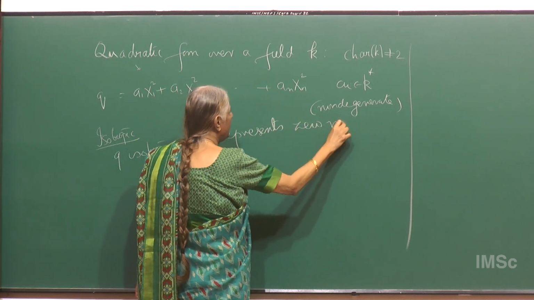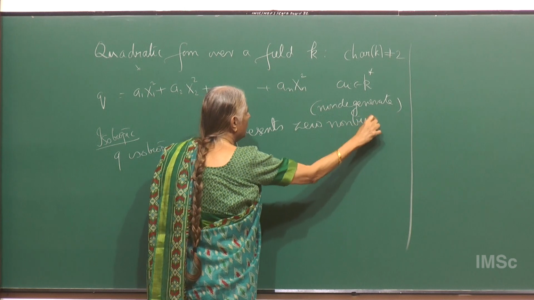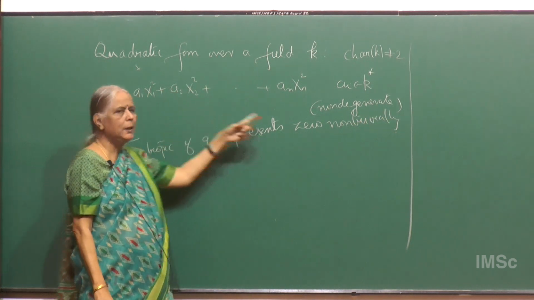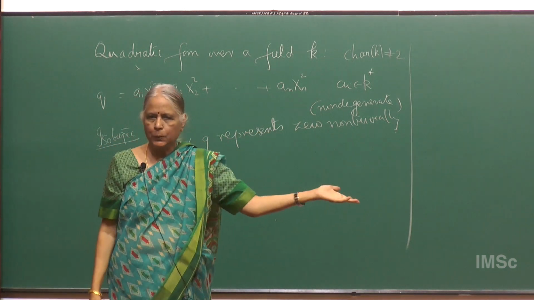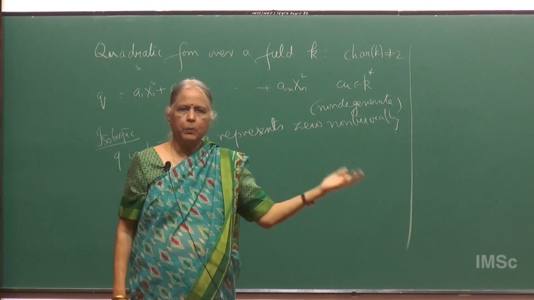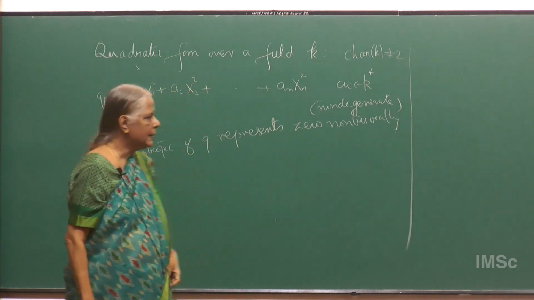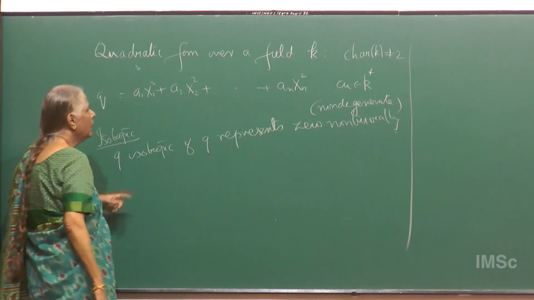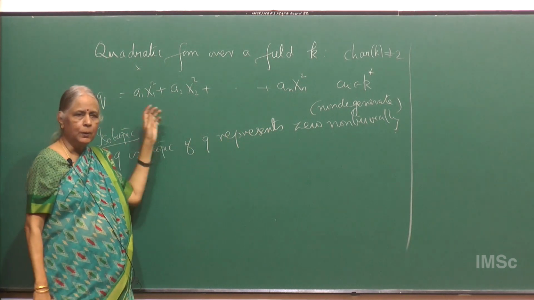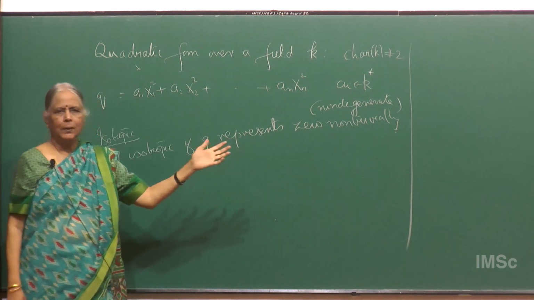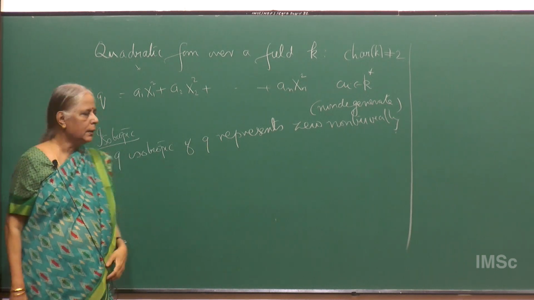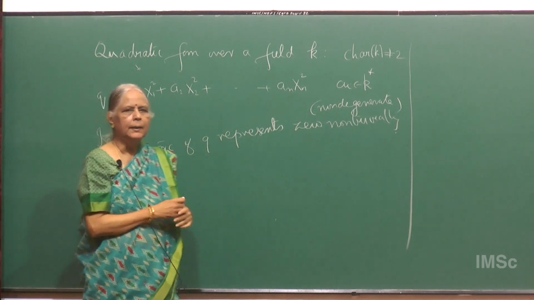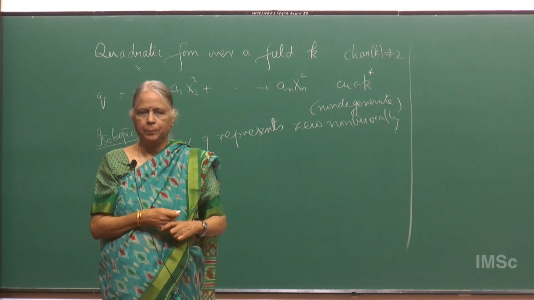What does it mean, non-trivially? Obvious notion. If you put all the xi's 0, obviously this form has value 0. That we don't consider as a proper 0. So a non-trivial 0 is a substitution lambda 1, lambda 2, up to lambda n with values in k, not all 0, such that Q of lambda 1, lambda 2, up to lambda n is 0. Then you say that the form is isotropic. This is a shortening of saying that the form represents 0 non-trivially.